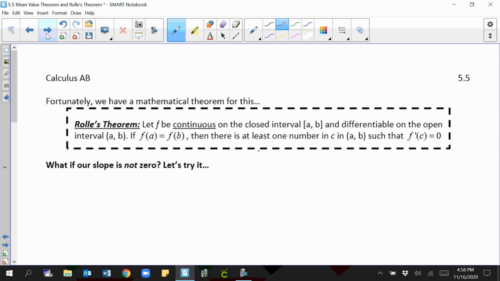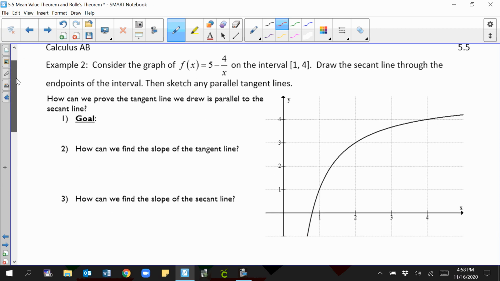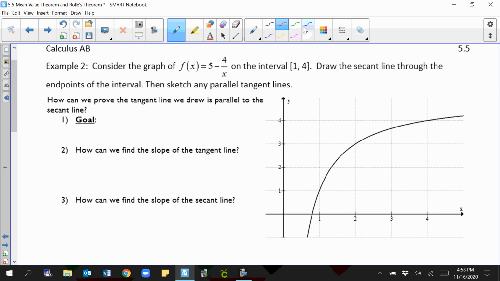So what if our slope is not 0? Rolle's Theorem only deals with 0. Let's see what happens when our slope is not 0. So this time we have the graph 5 minus 4 over x, and we are looking at our interval from 1 to 4. So from this point right here to this point right here.